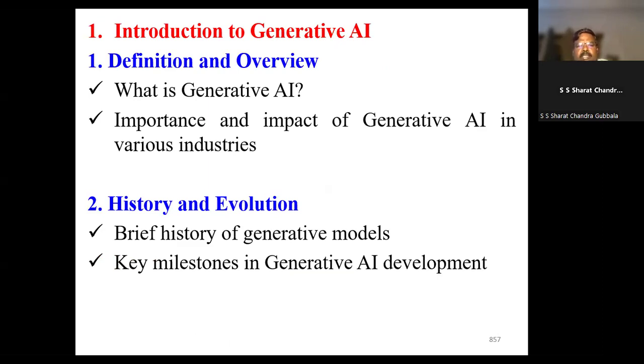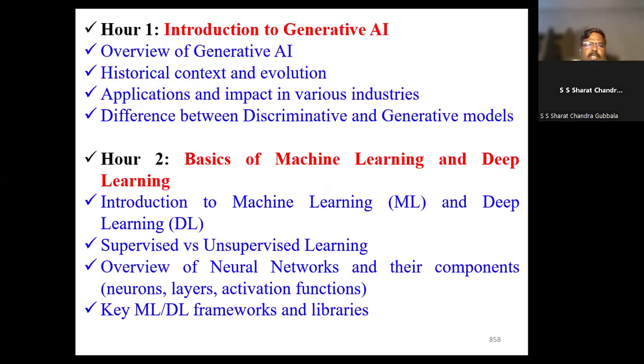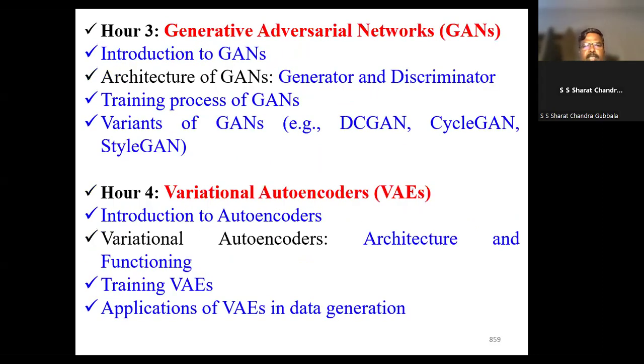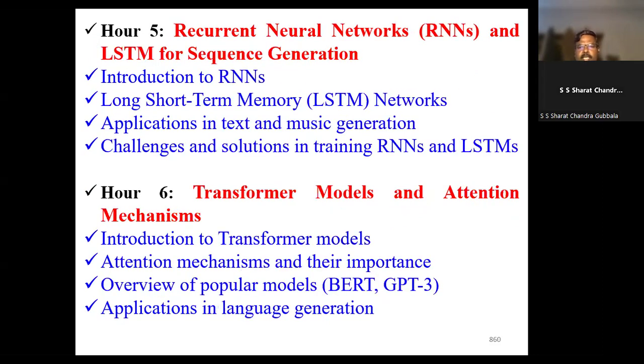why it is important, and the impact of generative AI in various industries; history and evolution, a brief history of generative models, key milestones in generative AI models; then introduction to generative AI models and basics of machine and deep learning techniques; generative adversarial networks, what they contain, how to utilize these models and techniques; variational autoencoders, recurrent neural networks, transformer models and attention mechanisms.